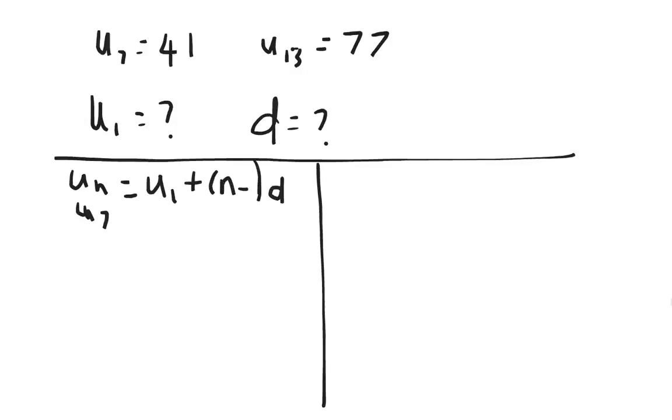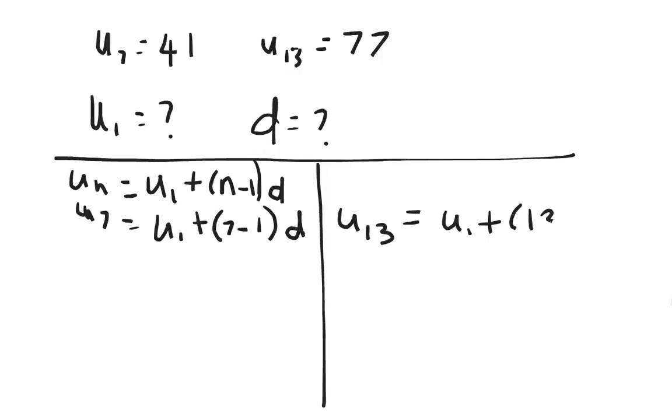Okay, go ahead. So you said it equals U1 plus n minus 1 d. We don't have n? I think we do. It's 7. The minus 1 is d. Same thing for the other one, and you subtract and multiply. So somebody else do the other one. U13 equals U1 plus 13 minus 1 d. So do we know what U7 is? We do. It's on the board.